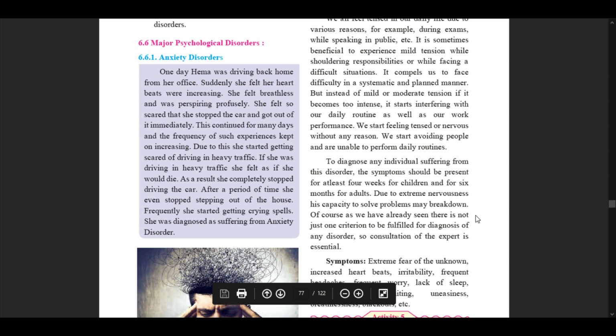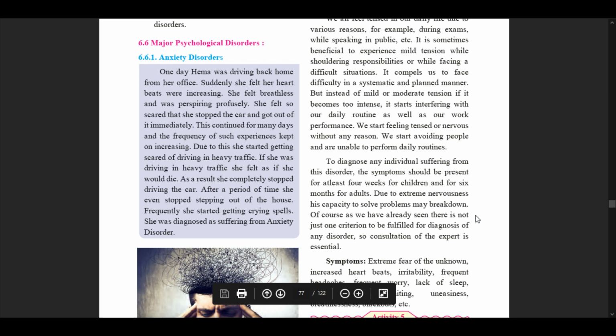One day, Hima was driving back home from her office. Suddenly, she felt her heartbeat increasing. She felt breathless and was perspiring profusely. She felt so scared that she stopped the car and got out of it immediately. This continued for many days, and the frequency of such experiences kept on increasing. Due to this, she started getting scared of driving in heavy traffic.